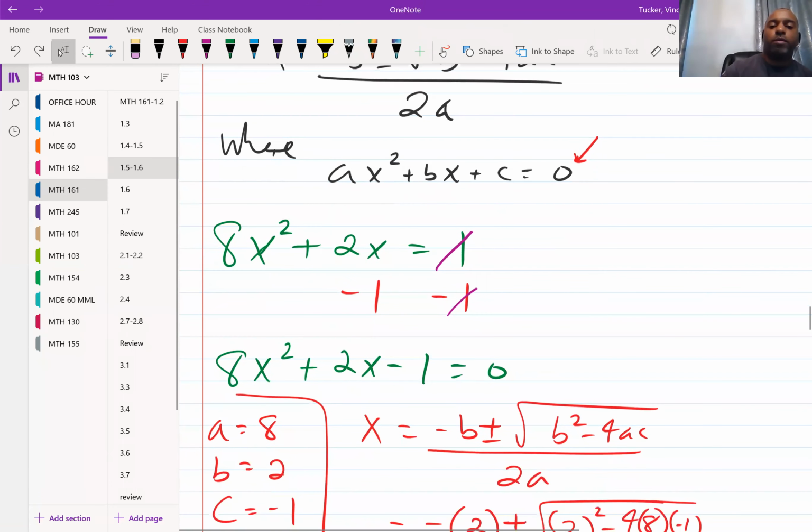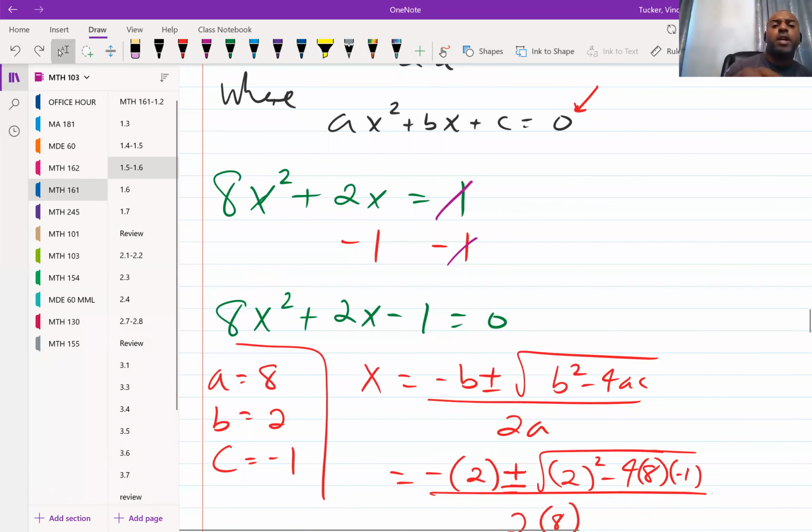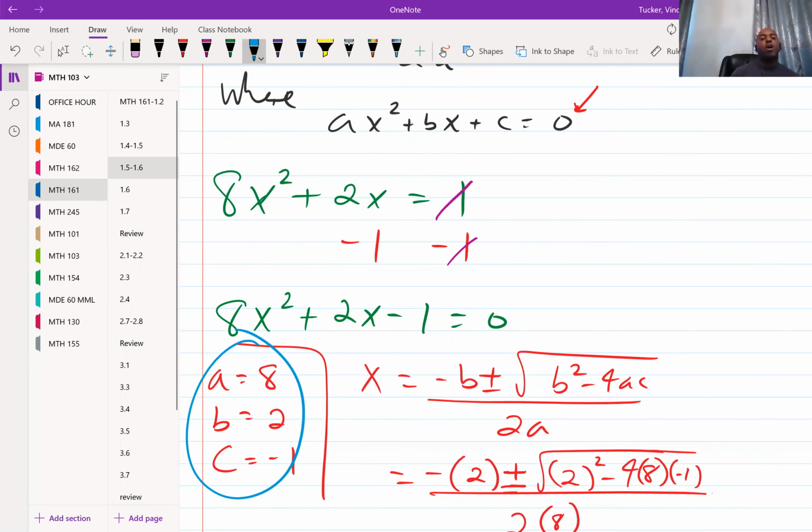Once you subtracted 1 from both sides, set one side equal to 0. Now you can pick out what A, B, and C are. What's in front of x squared is your A. What's in front of x is B. And then the lone constant is C.